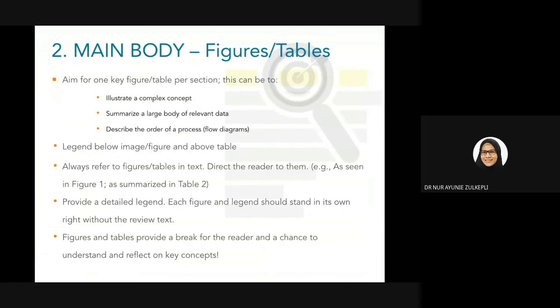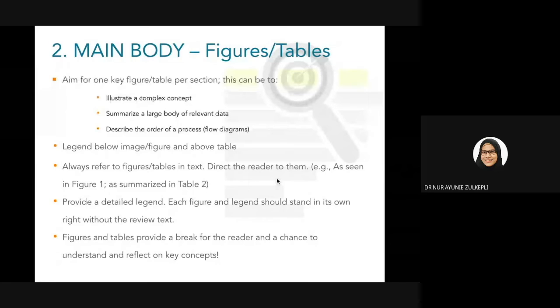Okay, so provide a detailed legend as well. Figures and tables provide a break for the reader and a chance to understand and reflect on the key concept, especially when you're talking about a process. If there is one lengthy paragraph talking about a process without a clear flow diagram, the reader needs to take time to understand, or they may just skip that part because it's very hard to understand the writing, right? If you put it in the form of a flow diagram, it is much easier to understand, okay? And it will attract your reader as well.